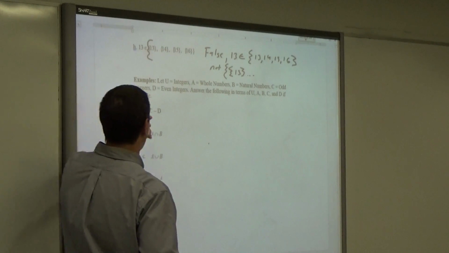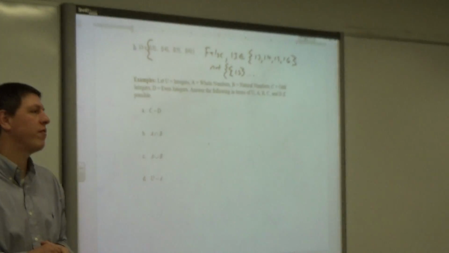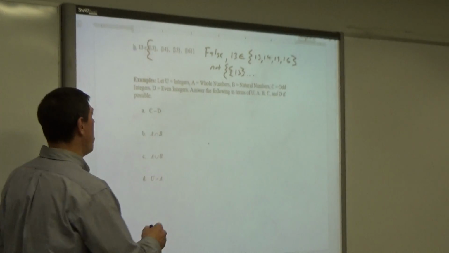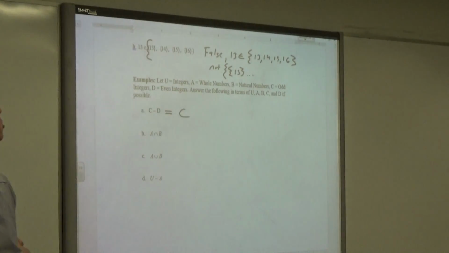So if I took the odd integers and subtracted out the even integers, what would I have left? The odd integers, which would be what? C. So this would be equal to C. Does that make sense to everybody, guys? When I say answer in terms of A, B, C, D, U, that's what I mean.